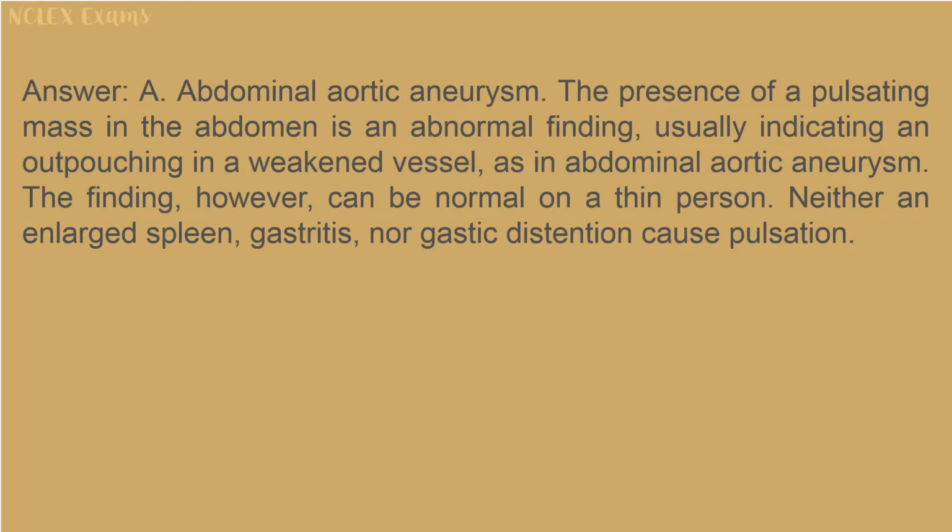Answer: A. Abdominal aortic aneurysm. The presence of a pulsating mass in the abdomen is an abnormal finding, usually indicating an outpouching in a weakened vessel, as in an abdominal aortic aneurysm. The finding, however, can be normal in a thin person. Neither an enlarged spleen, gastritis, nor gastric distension cause pulsation.